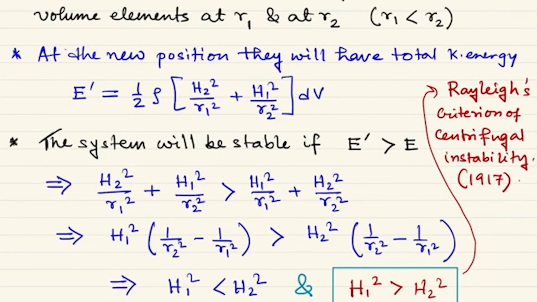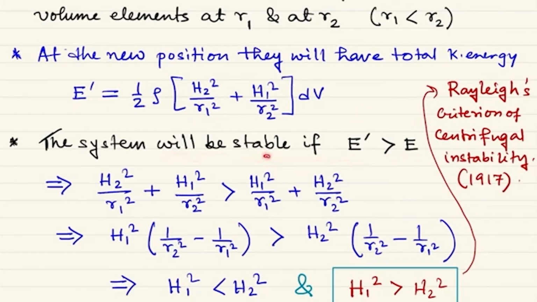The system will be stable, one can easily understand, if E prime is greater than E. If the final energy is less than the initial energy, the system would always try to go to the final state and then move further away from the initial state. But only if the new state has an energy greater than that of the original state would the system try to bounce back to its original state, and that is stability.